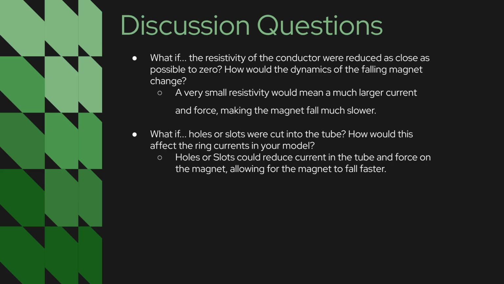For discussion questions, if the resistivity of the conductor was reduced as close to zero, a very small resistivity would mean a much larger current induced and force, making the magnet fall much slower. And if there were holes or slots cut into the tube, this would reduce the current in the tube and the force on the magnet, allowing the magnet to fall faster.